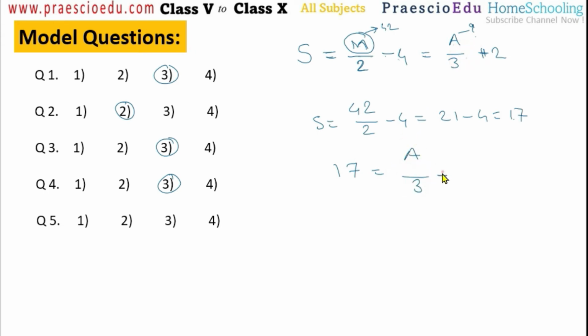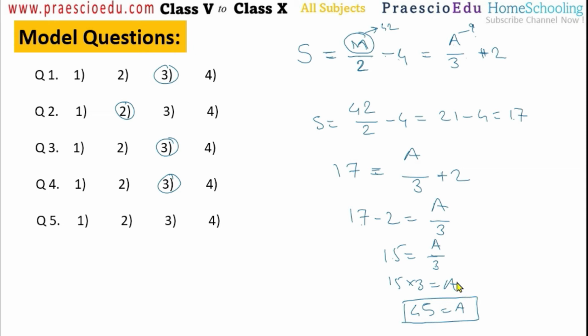A divided by 3 plus 2. Now 2 is in addition, so on this side it will be subtracted. So 17 minus 2 equals A divided by 3. So 17 minus 2 means 15 equals A divided by 3. Now 3 is in division, so it goes to this side with multiplication. So 15 multiplied by 3 equals A, so A equals 45. But we have to find the aunt's age 2 years before, so we subtract 2: 45 minus 2 is 43. So that age is 43, and 43 is given in option number 1.